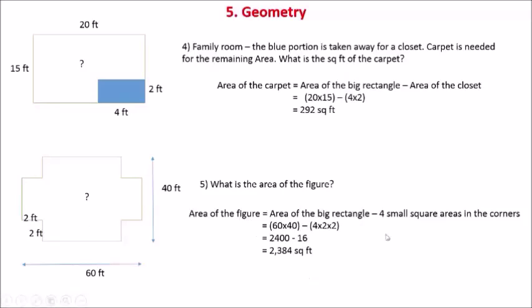So what I have to do is take the area of the big rectangle, which is 60 times 40, minus the cutout area of the 4 squares, 4 times 2 times 2. So that's 16.